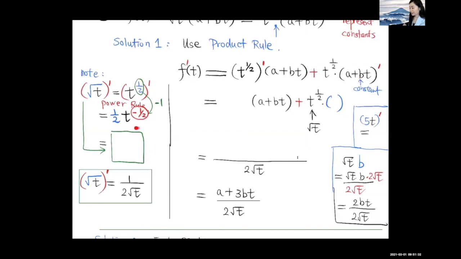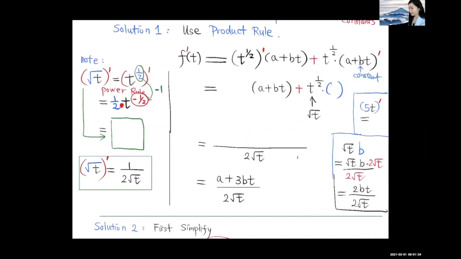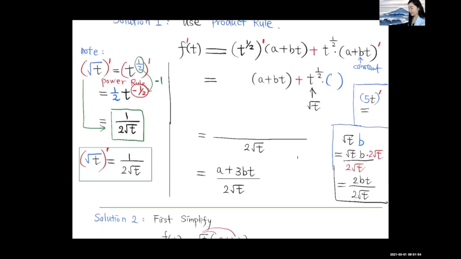Now let's rewrite this using the radical form. That will be 1 over 2 square root of t. We encounter this very often. Okay, so we have done it over here using the power rule. How about we just remember this as a formula now, so we don't have to do this over and over again?